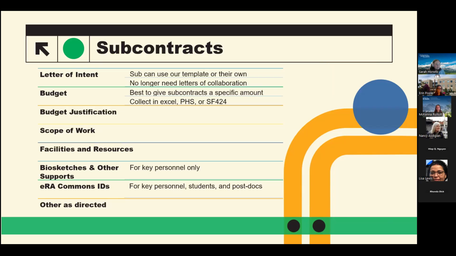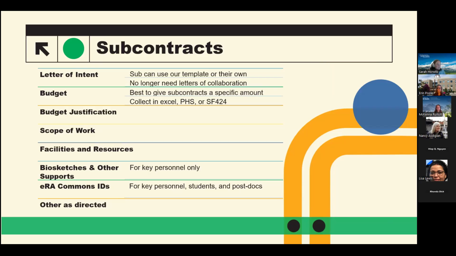So the first is the letter of intent. Subcontracts can use their own template or they can use CU's. We used to require a letter of collaboration. They no longer require that or allow it, so don't go asking for those. We're really focusing on that letter of intent.